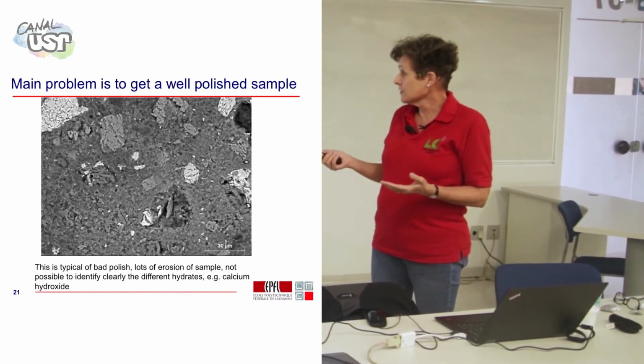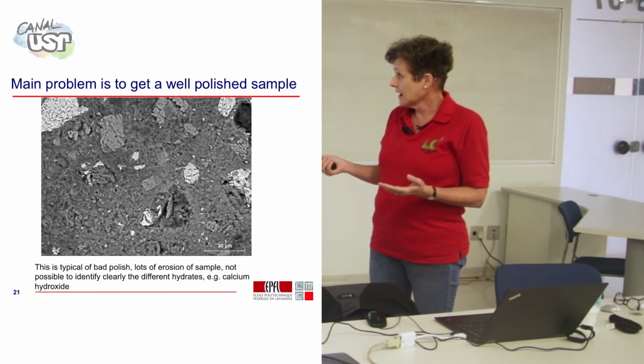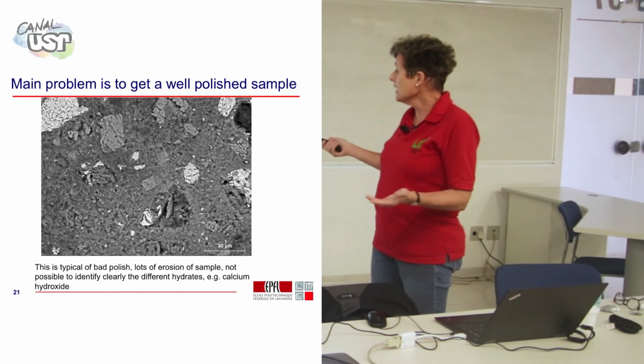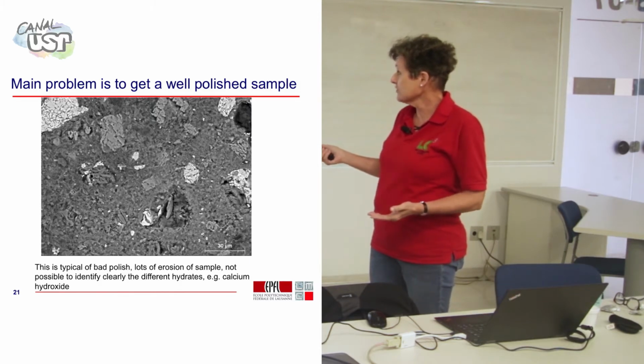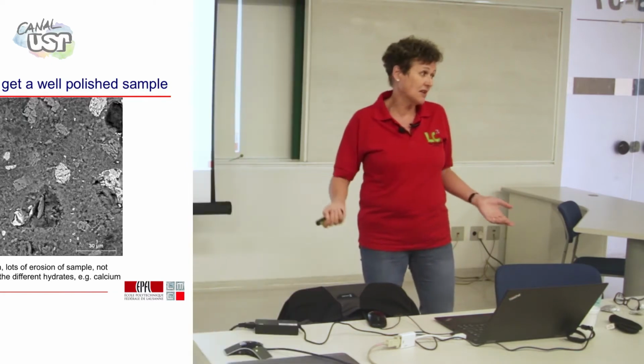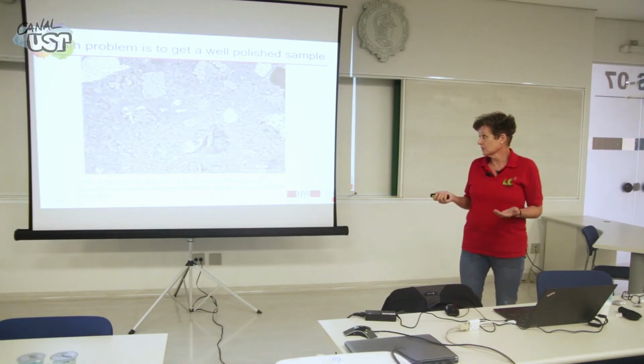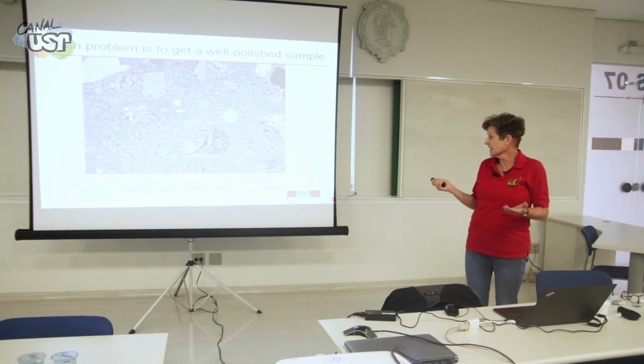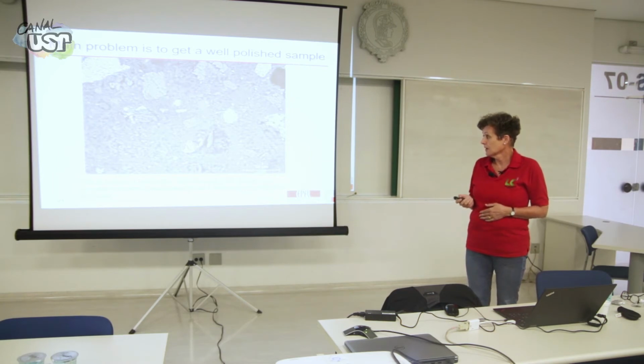But look between that, you can see all your anhydrous phases, you can see your calcium hydroxide and everything. And here you can kind of see an anhydrous phase, but it's really ragged, and the rest of it's just a mess. Okay? And that's very, very easy to get. You've got erosion of the sample. You can't really identify the different hydrates or anything. It's just hopeless. You can't really see any calcium hydroxide there at all.